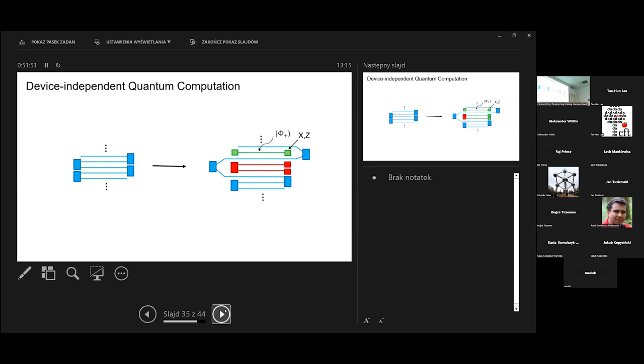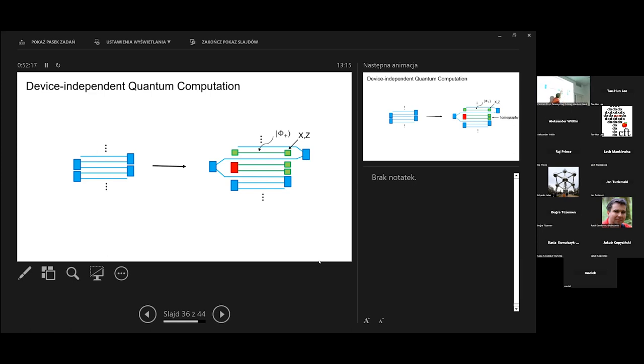And so it means that you can certify that here, you also share a singlet state and you're doing X and Z measurements, okay? So now, if you know here that you have a singlet state and X and Z measurements, basically, you know that on the other side, you're effectively preparing sigma x and sigma z eigenstates. So if you add in addition sigma y eigenstates, you will be able to do the tomography of this box.